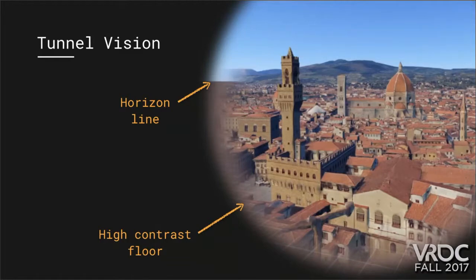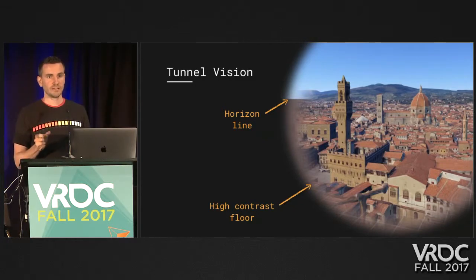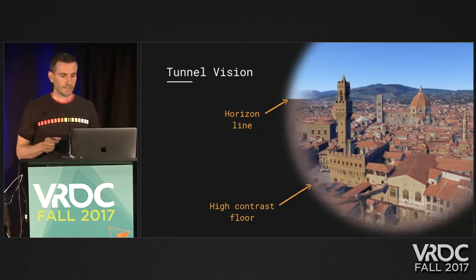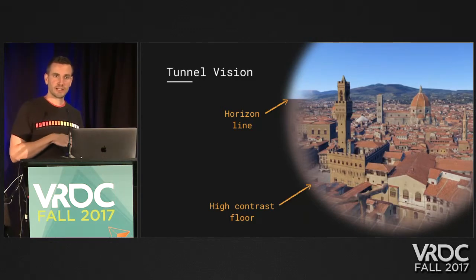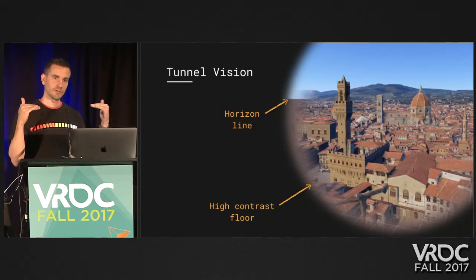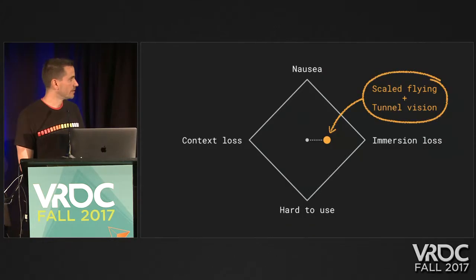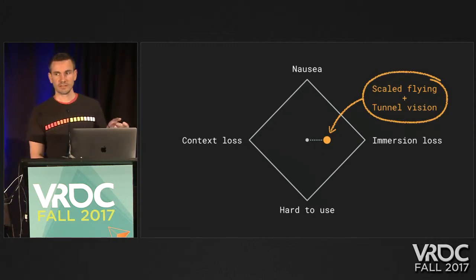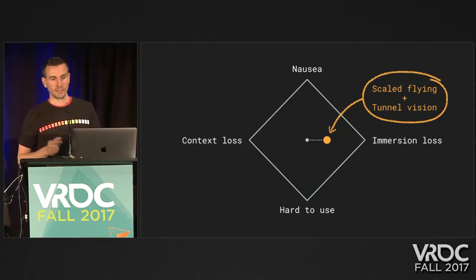But it turns out you don't need a rug and a couch, and you don't need it to be an entire room. You actually only need about 15% of the user's field of view. Instead of a rug, you can just project a high contrast grid on the floor. And it turns out the horizon line is also a really important factor to help provide the users with balance. So with tunnel vision and scaled flying, we got somewhere close to the middle of our goal. We lose a little bit of immersion because some people notice the tunnel vision. But we feel like this is a good combination, and it's worth it.